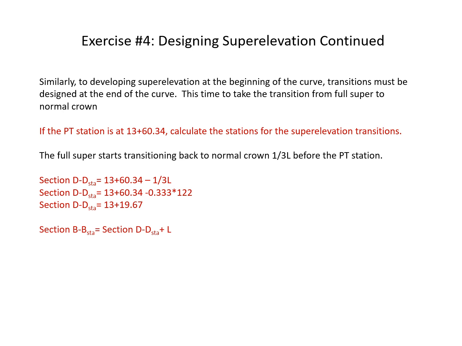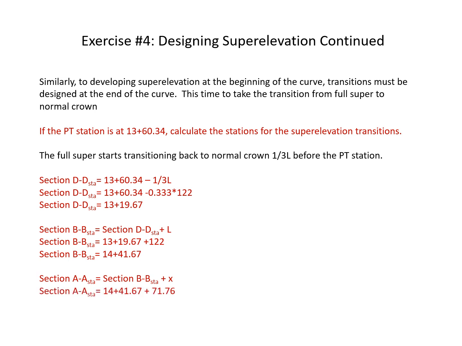Section BB equals section DD plus the distance L, or the runoff length. If we plug in the numbers, we get the following for the section BB of 14 plus 41.67. Section AA equals the station at section BB plus the value of X, which we calculated on the previous slide. If we plug in the numbers, we get a station value for AA of 15 plus 13.43.